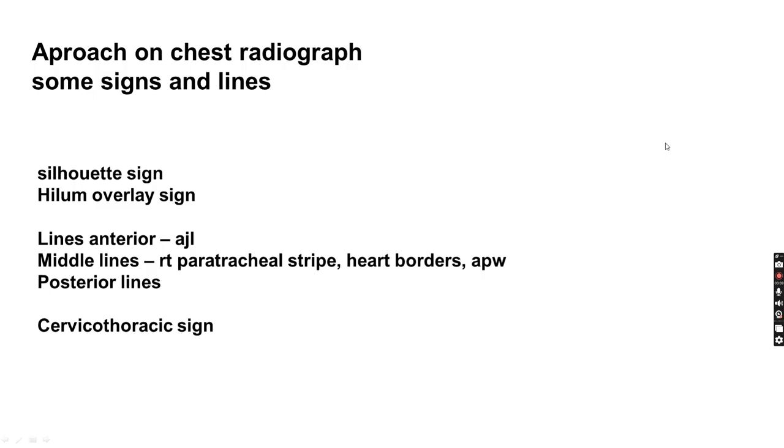So what are the signs and what are the lines which are important on frontal chest radiograph? We will see silhouette sign, hilum overlay sign, and then what are the lines in the anterior mediastinum? This is the anterior junctional line. What are the lines in the middle mediastinum? This is the right paratracheal stripe, aortopulmonary window, and heart border. And what are the lines in the posterior mediastinum? We will see. And another important sign, cervicothoracic sign.